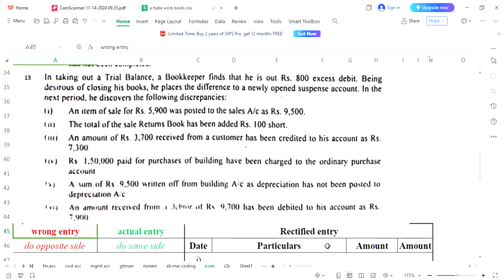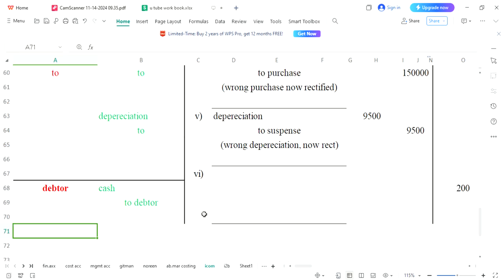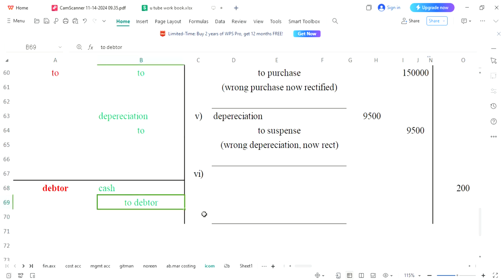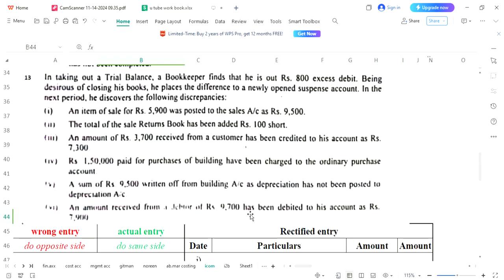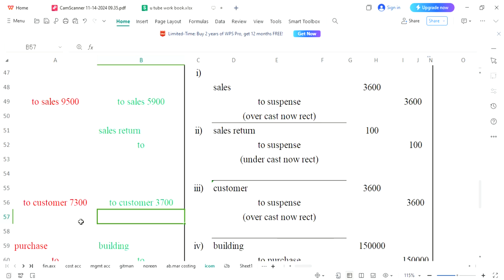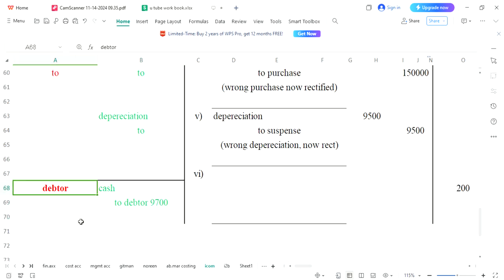Now we will see if there is any other mistake. Yes, the original amount was 9,700. So here you will mention 9,700, while by mistake they have written 7,900. As you know, when the debtor was required to be written on credit, they have written it on the debit side. Instead of credit, they have written debit. It's a double error. And how will you rectify?